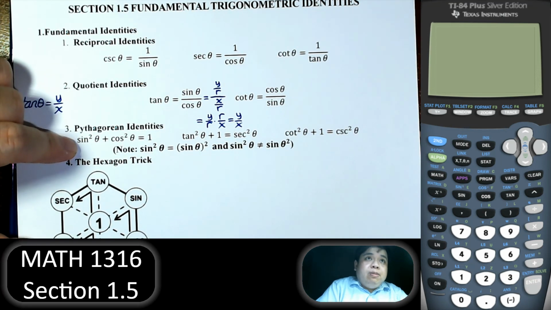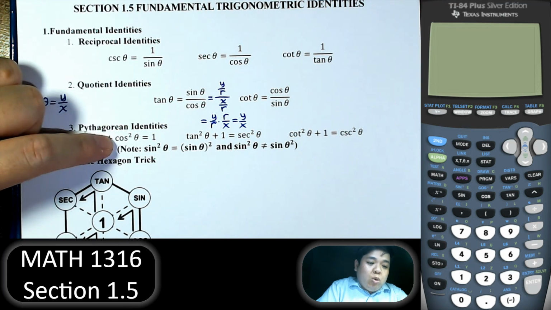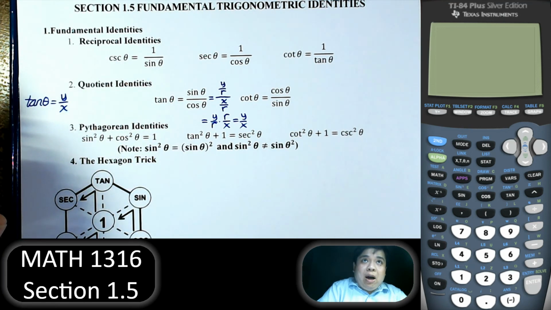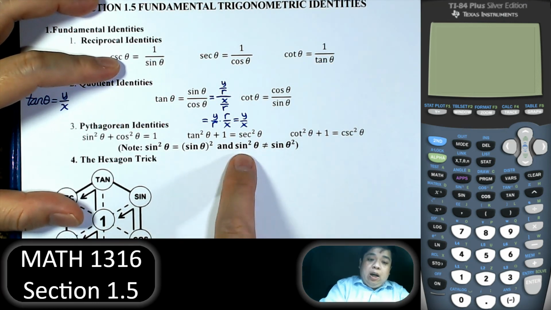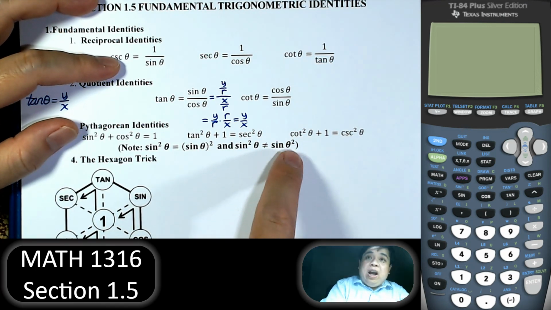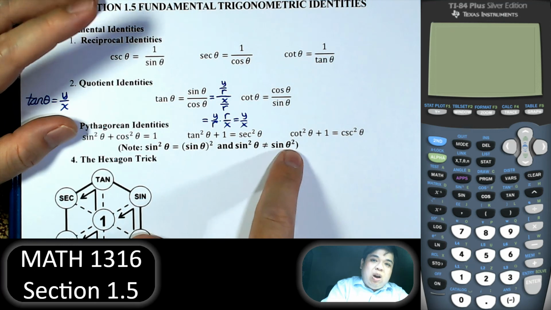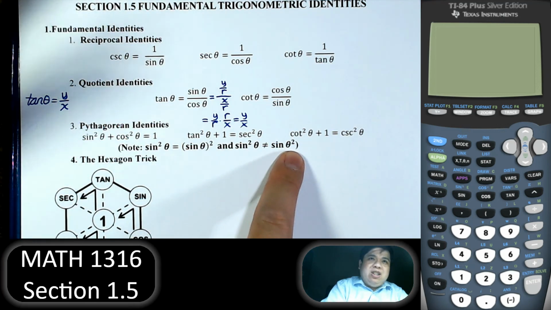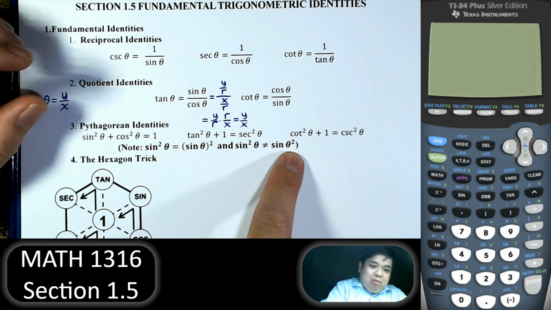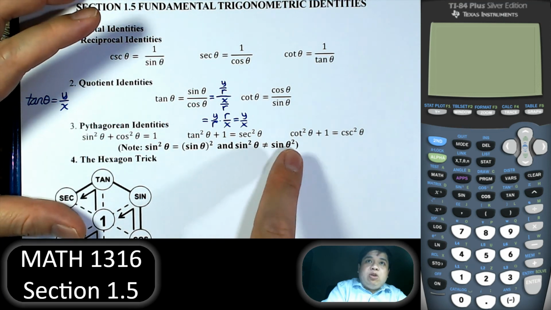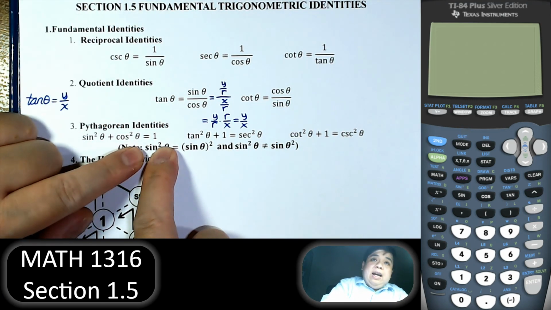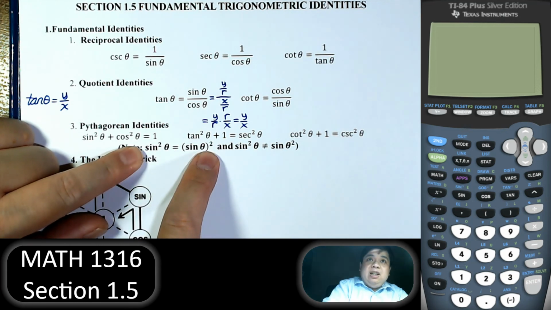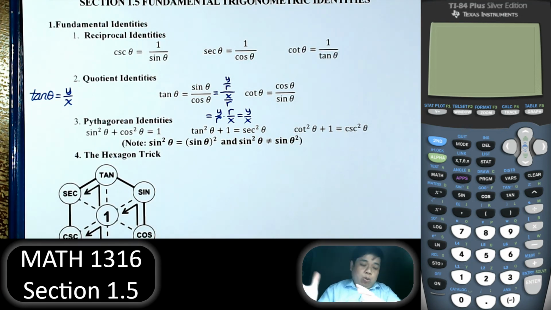Pythagorean theorem. Sine square plus cosine square equal to 1. By the way, when we write sine square, we mean sine and then square. We're not squaring the angle first. Usually the angle squared doesn't appear much in trigonometry. Usually the square is here, where we take the sine first and then we square.